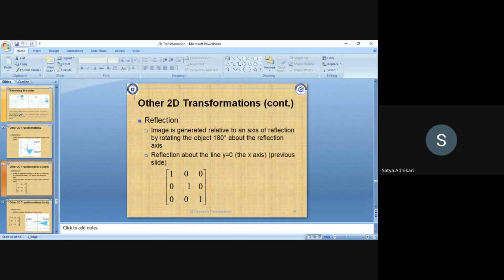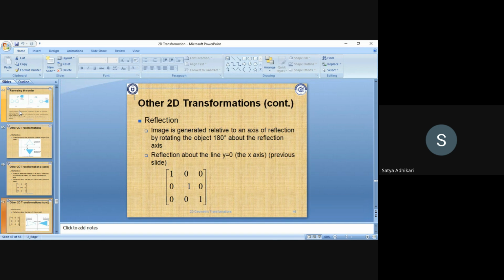If you represent it in general coordinates other than homogeneous, you will get 1 0, 0 minus 1, because the 0 0 1 row and column are added for homogeneous coordinates only. If you remove them, you will get the 2D matrix 1 0, 0 minus 1. So about the x-axis, the y value is negated, and this is the reflection matrix about the x-axis.